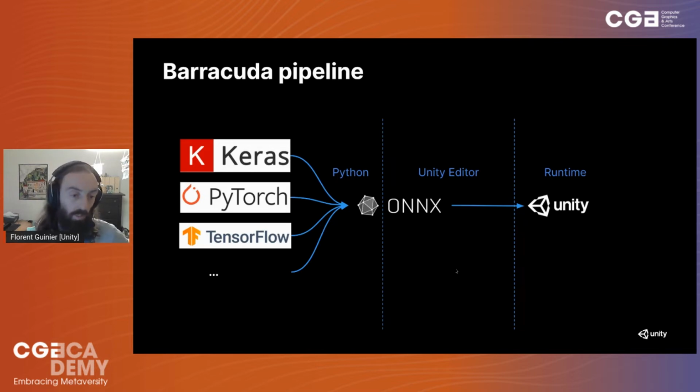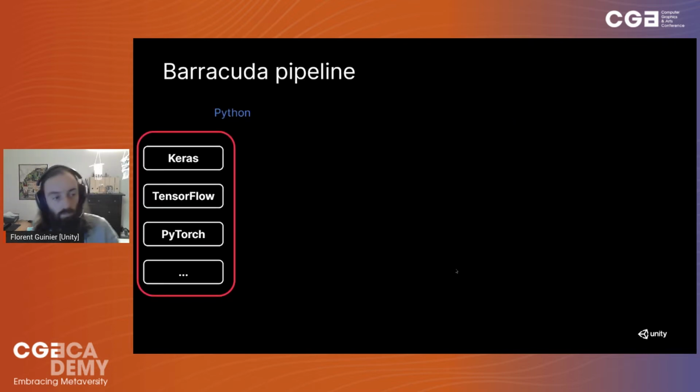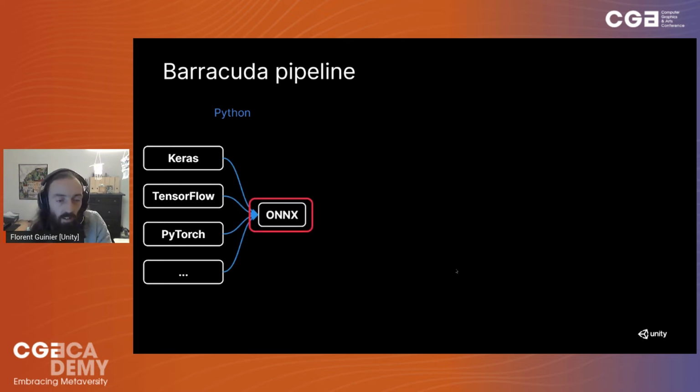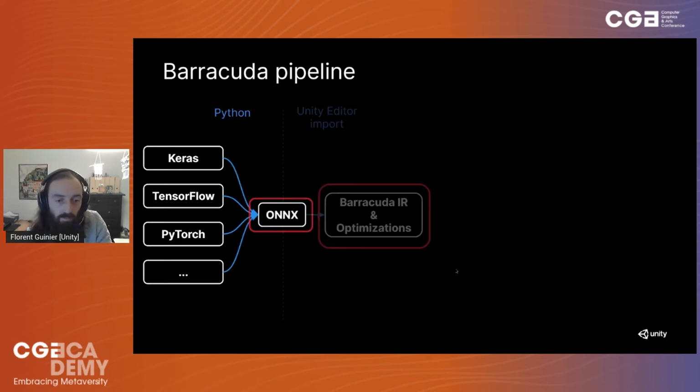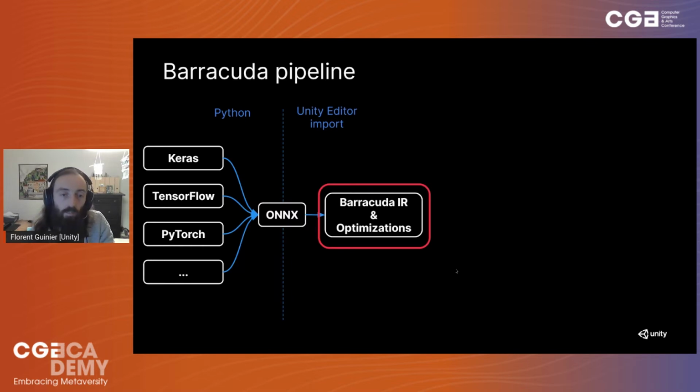So let's dive in a little bit. On the left, the library of choice, convert to ONNX. In the editor, when you drop the file, we process the importing step and convert to the Barracuda intermediate representation. At that point, we have the first optimization step. It's the offline optimization. We'll speak about it in the optimization part of that talk.